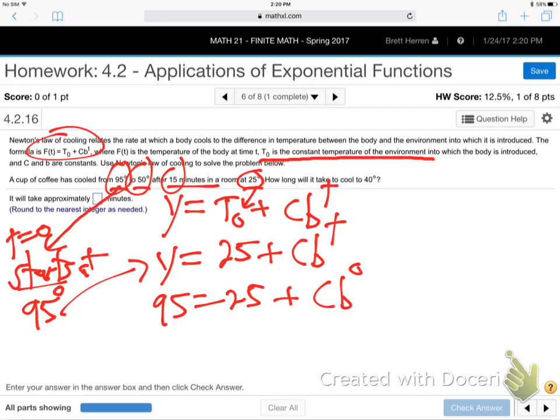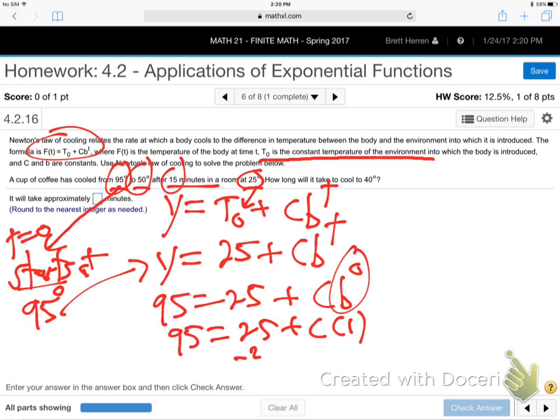How do you get that? Well, I start looking at the data values they're giving me and start plugging stuff in. They told me the room is 25. I looked at the words and went, oh, that's T0, the constant temperature of the environment. So that's T0. Then I got to get C and B. How am I going to do that? Look at some fact. Oh, started at 95, time 0. Put in 95, put in time 0. What's anything to the 0 power? 1. So that's C times 1. That's just C. B's gone.